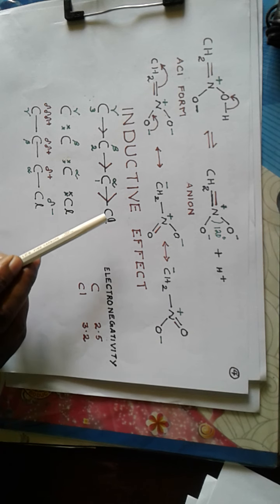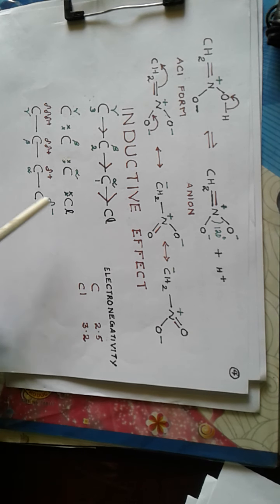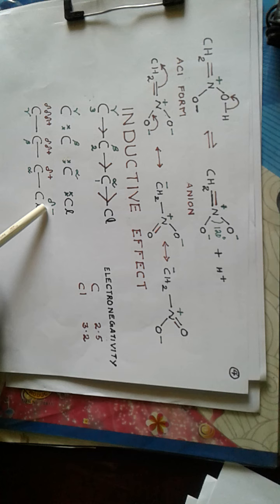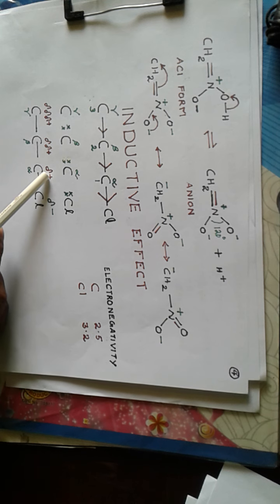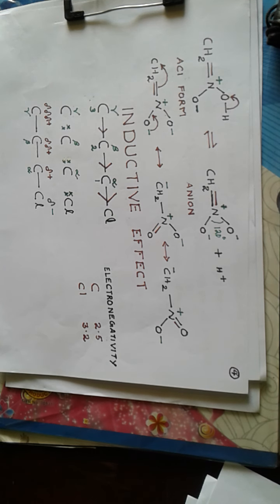This shifting will create a slight negative charge, denoted by delta negative, on chlorine and a consequent positive charge over carbon, the alpha carbon, denoted by delta positive. Now, delta positive carbon is slightly more electronegative than a neutral carbon, so the electron pair between alpha and beta carbon will be slightly shifted towards alpha carbon.